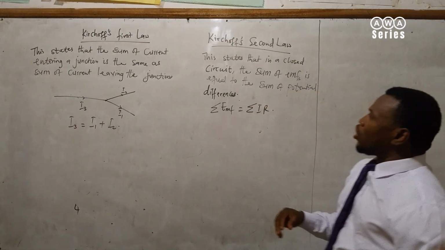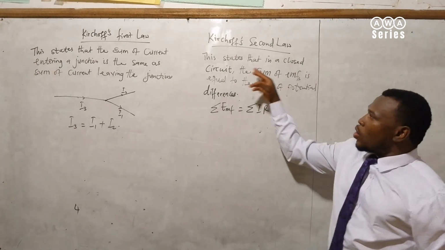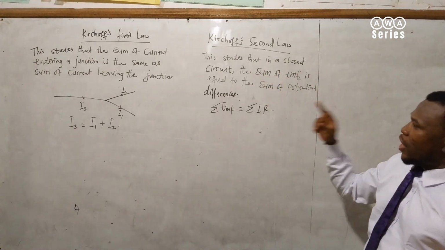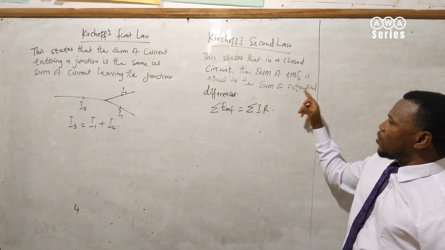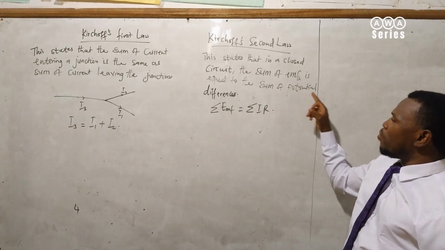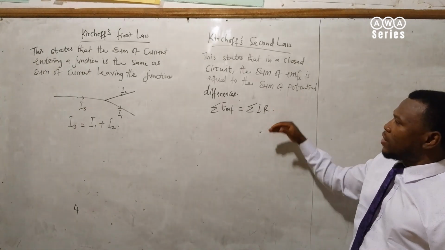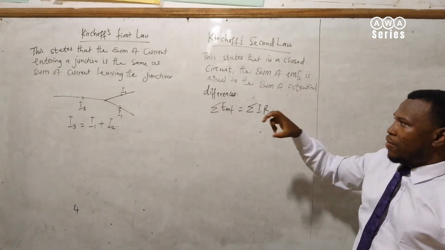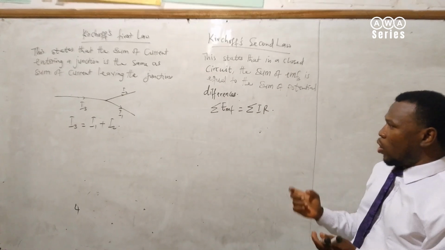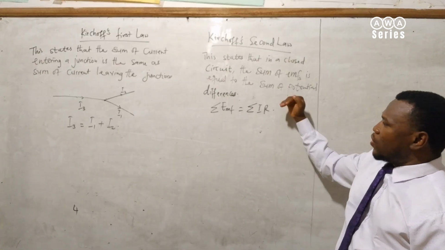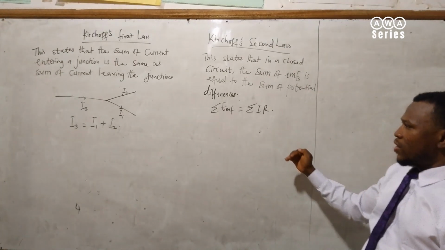Now we look at Kirchhoff's second law. This law states that in a closed circuit, the sum of EMFs is equal to the sum of potential differences in the circuit. So if you have a closed electric circuit, the sum of the EMFs is equal to the sum of the potential differences.